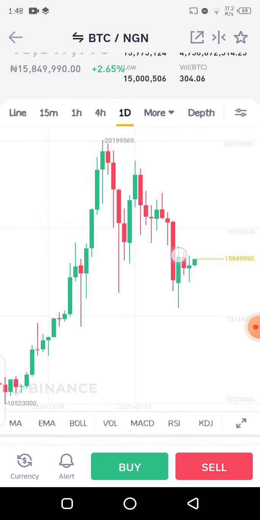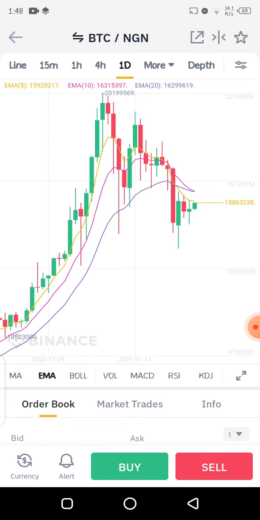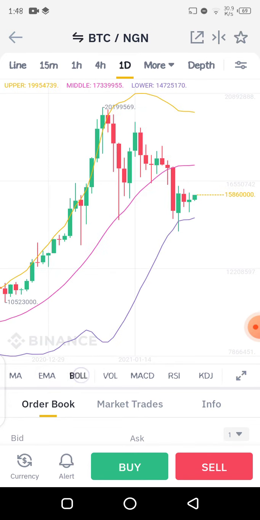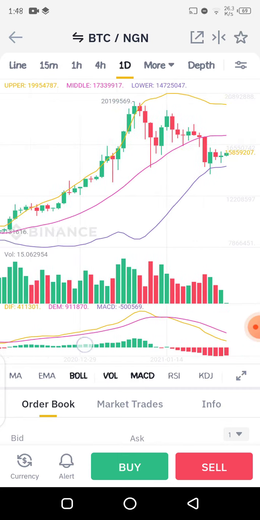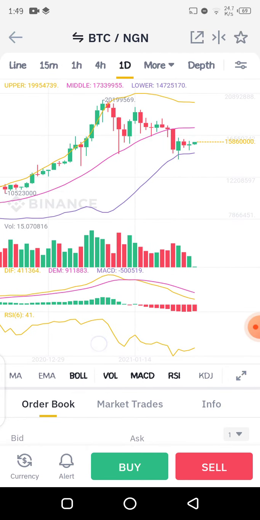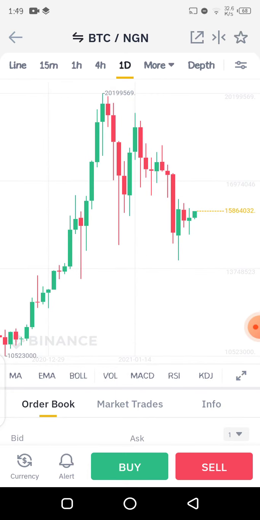Okay, so here we have more tools. MA brings this line for technical analysis. We have EMA, the line changed. We have PLL. We have volume down here, MACD, which is this, RSI, this, KDJ, this. I don't need all of this, so we're going to turn them all off.